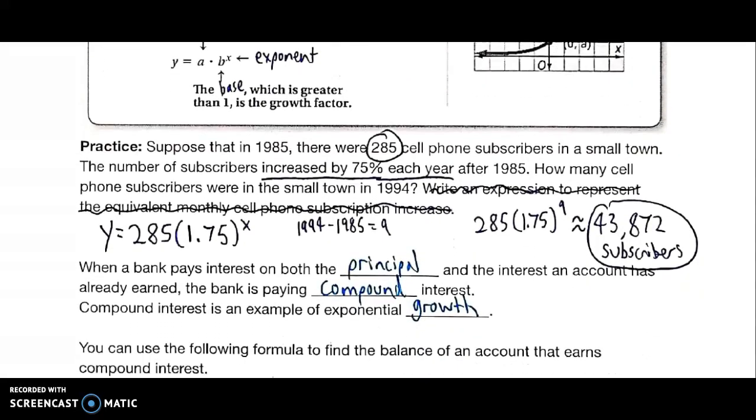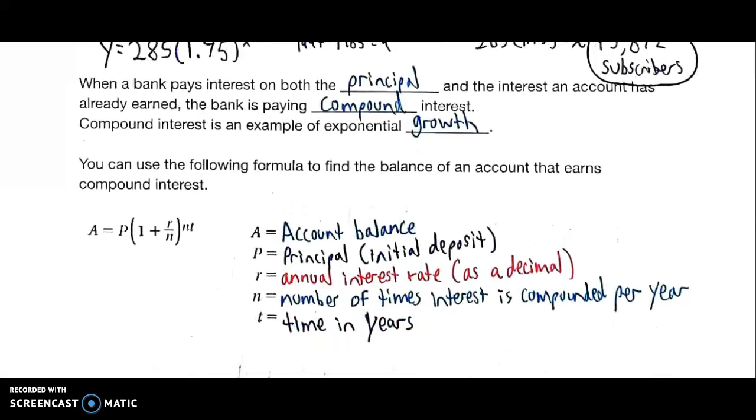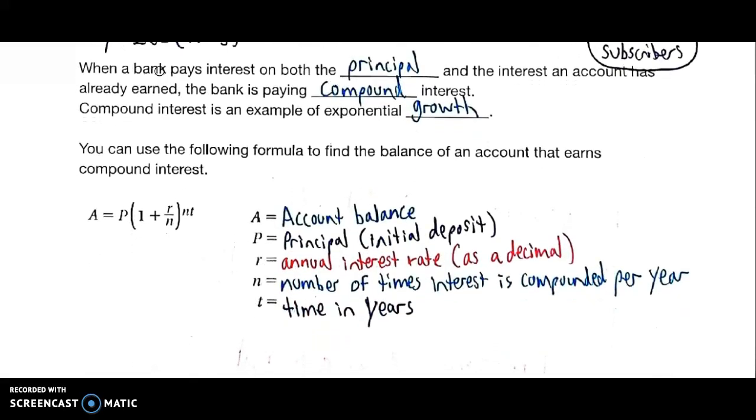So we can see this also in the form of interest. If we see this in finance, a bank pays interest on both the principal and the interest an account has already earned. The bank is paying what we call compound interest, so paying both the original amount and the interest that's been added on.